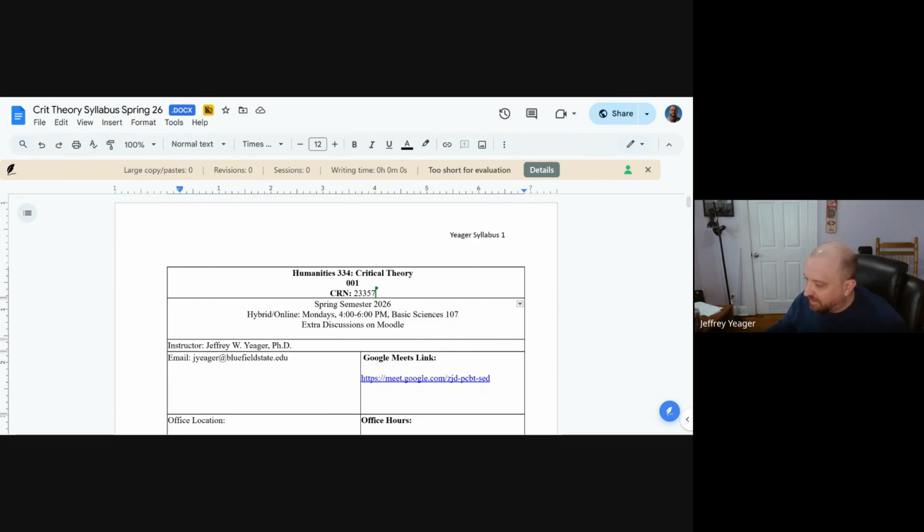The readings are usually not as thick in terms of pages as what you might have been used to in the past, but they will take you just as long, if not longer, because of the complexity of these readings. So, word to the wise there. Our class will meet Mondays 4 to 6, Basic Science 107.